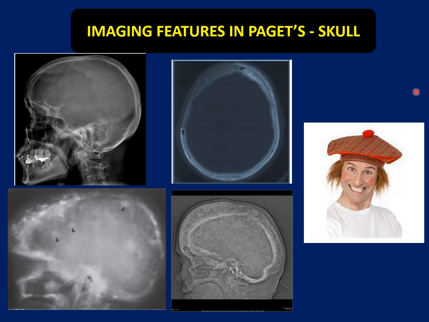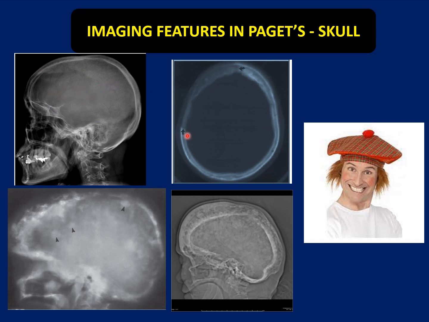Coming to the imaging features in Paget's disease, I'll just rush through some images of typical Paget's disease. In the lytic phase, we see osteoporosis circumscripta. That is, there is a well-defined radiolucent lesion seen in the skull. It predominantly involves the frontal or the occipital bone. There is no sclerosis, and there is an advancing osteolysis. It starts from here and keeps proceeding posteriorly.